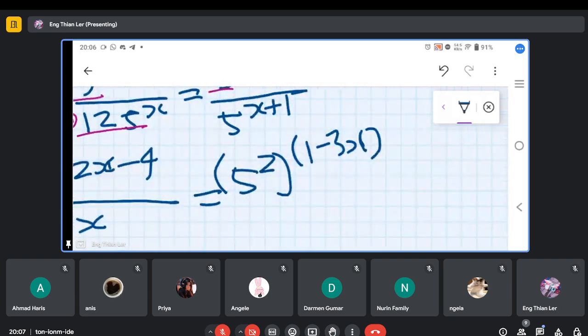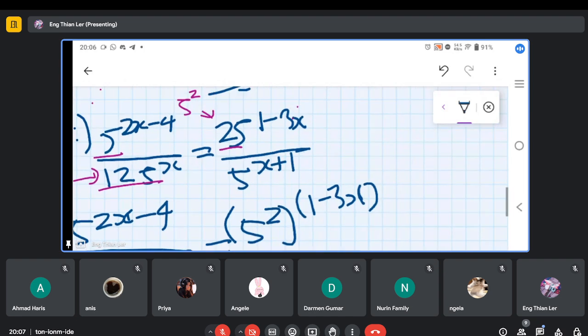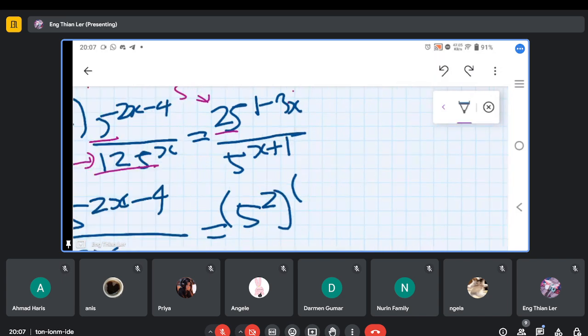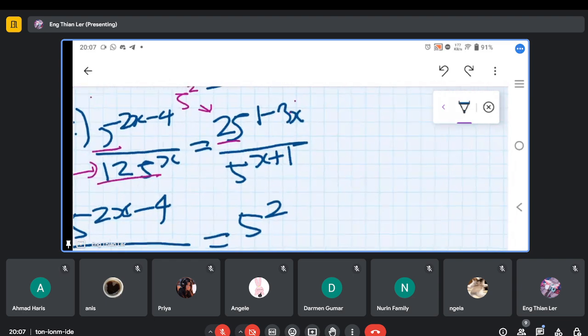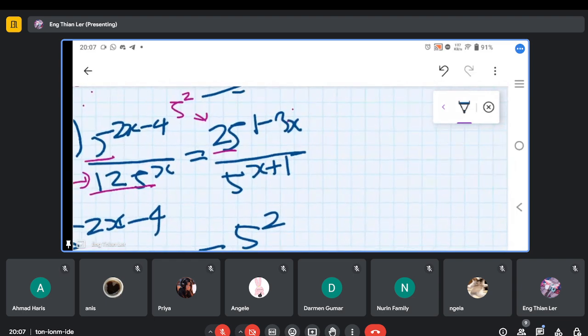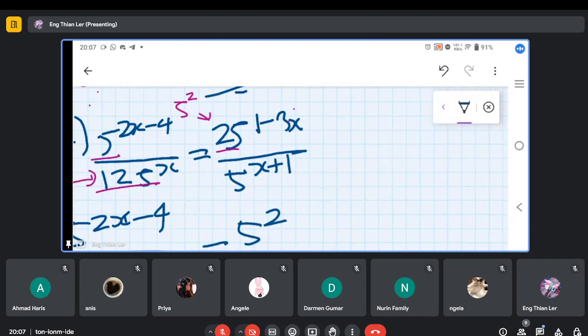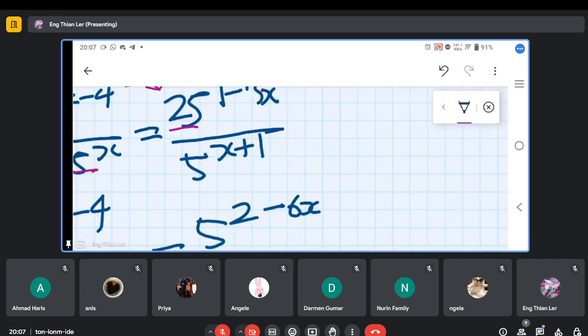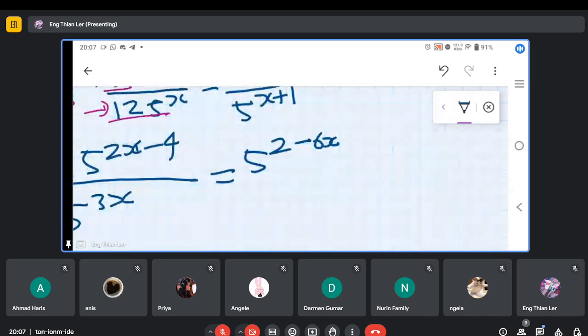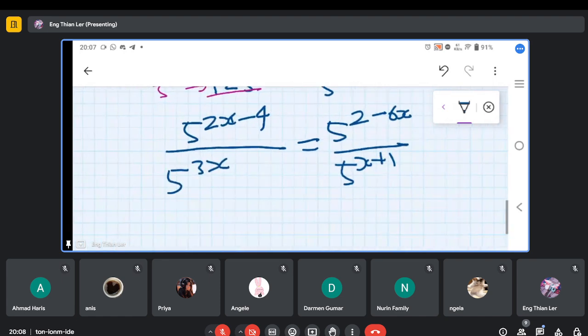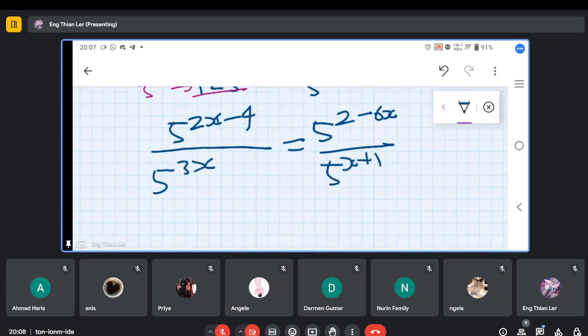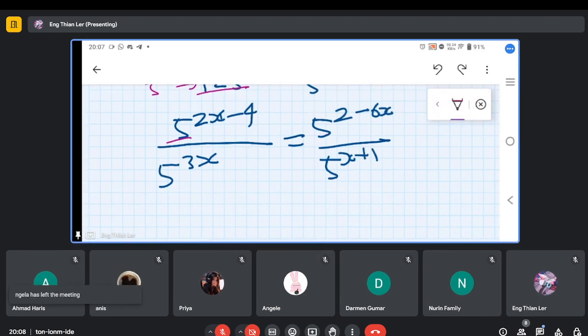So we can just multiply 2 with this. We multiply 2 by 1; 2 times 1 is 2. And then 2 multiplied by negative 3x is negative 6x. And then just divide by 5 to the power x plus 1. So now everything is base 5. Everything looks so simple now because they are the same base 5.